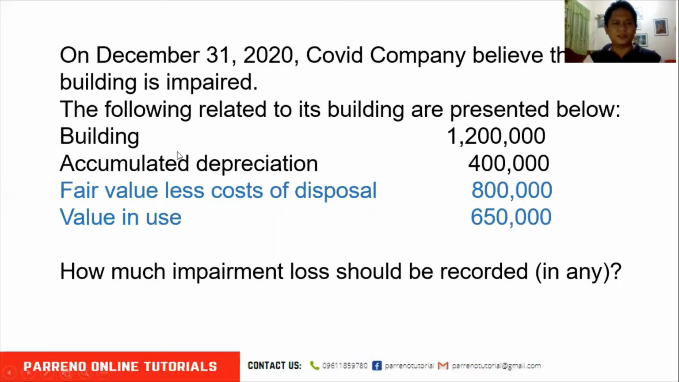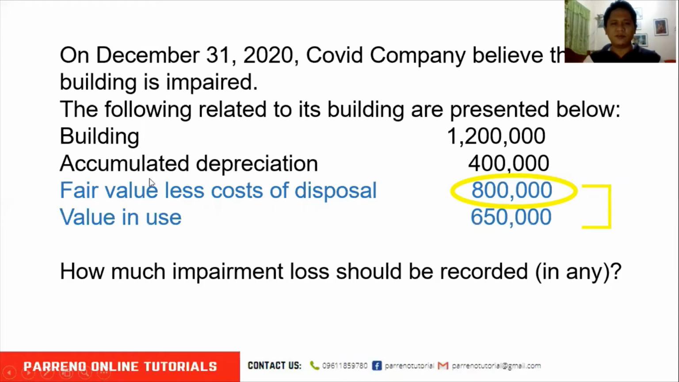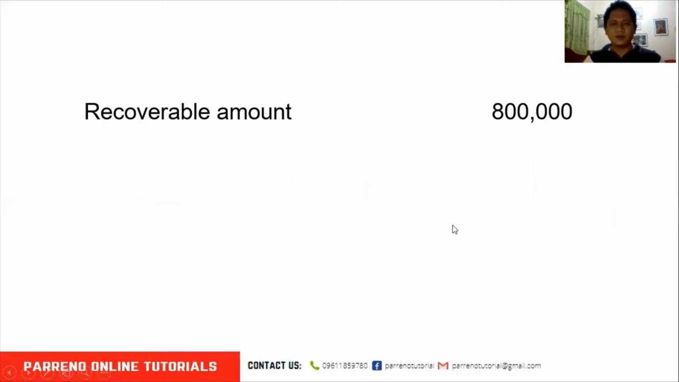So first, we compare the fair value less cost of disposal and the value in use. The greater of these two is the fair value less cost of disposal, which is 800,000. So that's our recoverable amount. Based on our definition, the recoverable amount is the higher of fair value less cost of disposal and value in use. So you compare the two, and the higher is the recoverable amount.